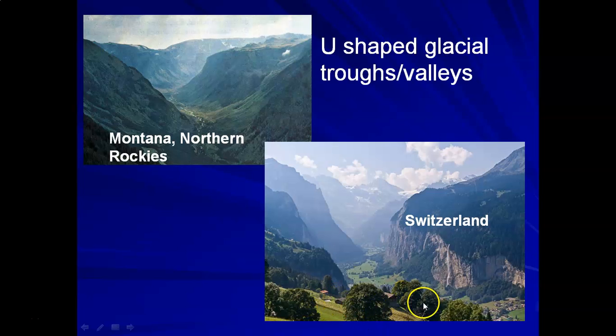And here's an example of some U-shaped valleys. Here's in the northern Rockies, near Red Lodge in Montana. And here's a misfit river here, right? And so the river certainly did not create this U-shaped valley.